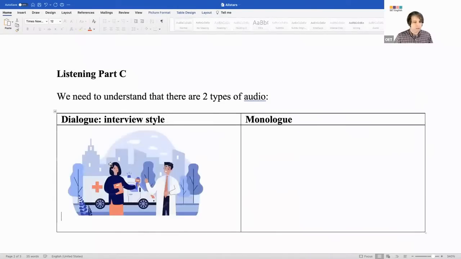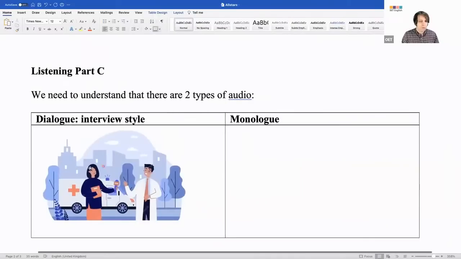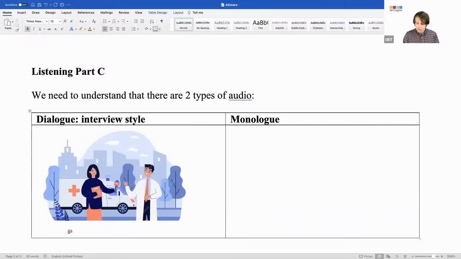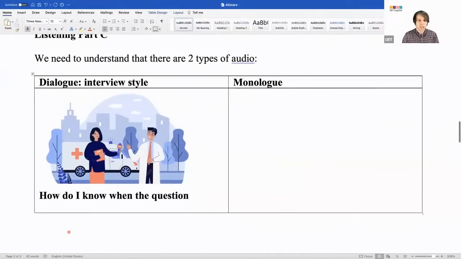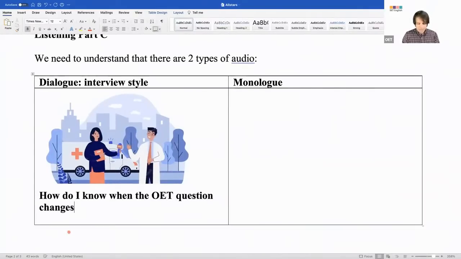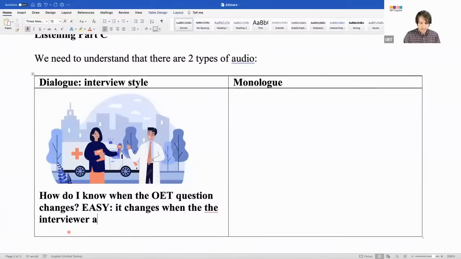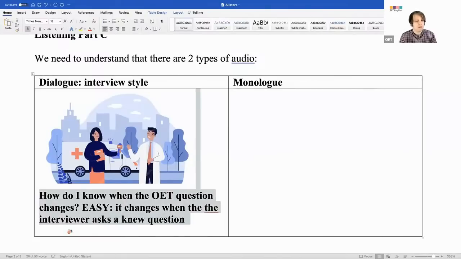Okay, so just to represent this, here is an interview you can see here, right? One person is asking questions here, and here is someone answering the questions. How do I know when the question changes here? How do I know when the OET question will change? It's very easy, isn't it, guys? The answer is it changes when the interviewer asks a new question. So this is really not very difficult.